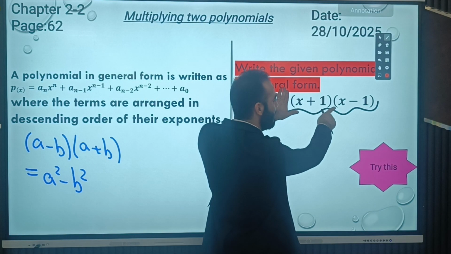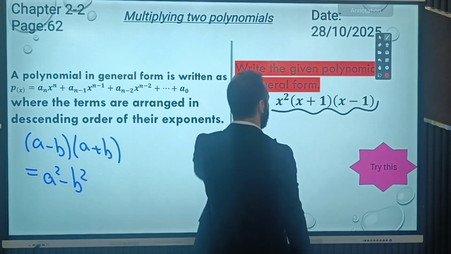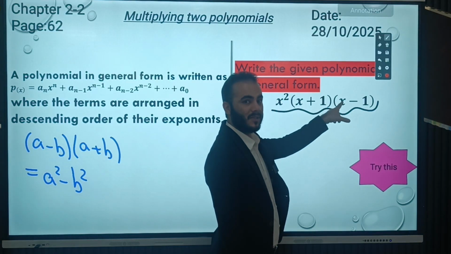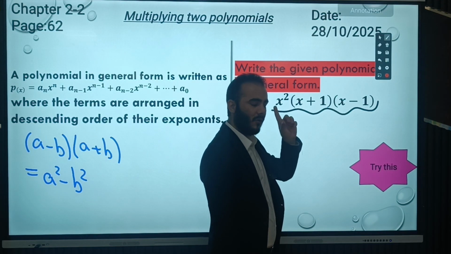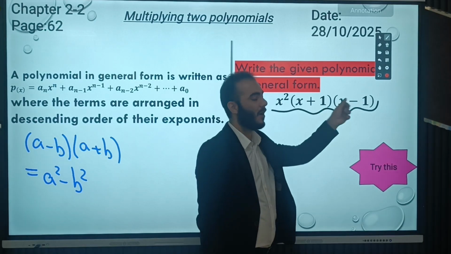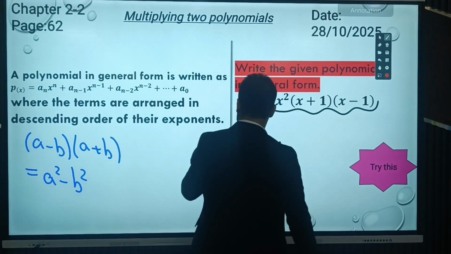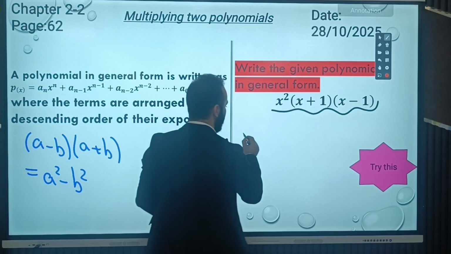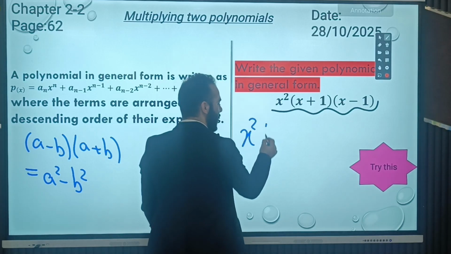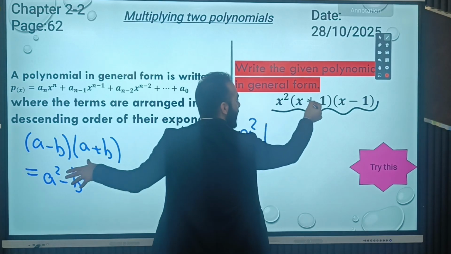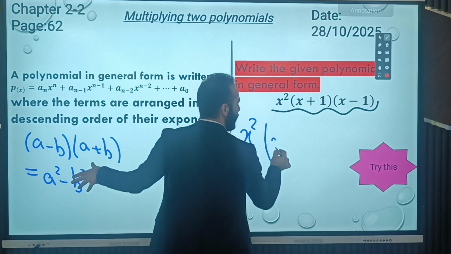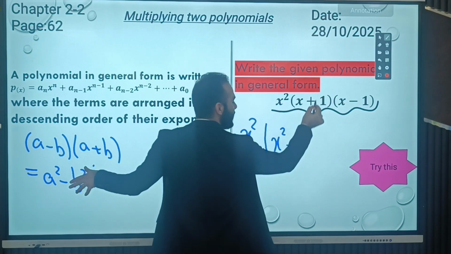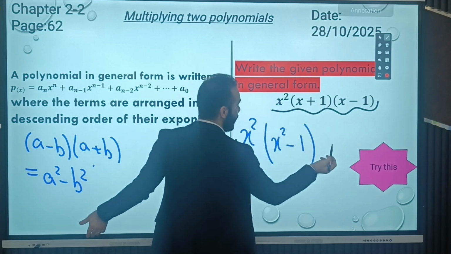x plus 1, x minus 1. Look, 2 brackets. First term and second term are the same. The only difference between them is this plus and that minus. So in that case, we are going to use that idea. So we write x squared times, here, use that idea. First term is x, so x squared, minus the second term, 1 squared, which is equal to 1.